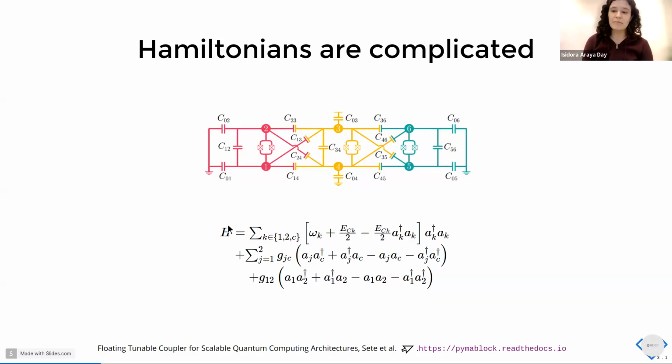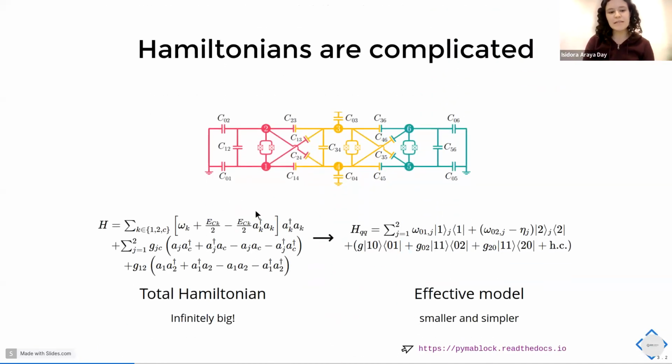And in order to get them, we can construct an effective model. In this case, while the total Hamiltonian is infinitely big and it's on the left, the effective Hamiltonian is finite, it is small, and it's also interpretable. There are fewer variables, like these effective omegas with these g's that are also effective expressions. This way one can look at the effective Hamiltonian and understand what is happening.